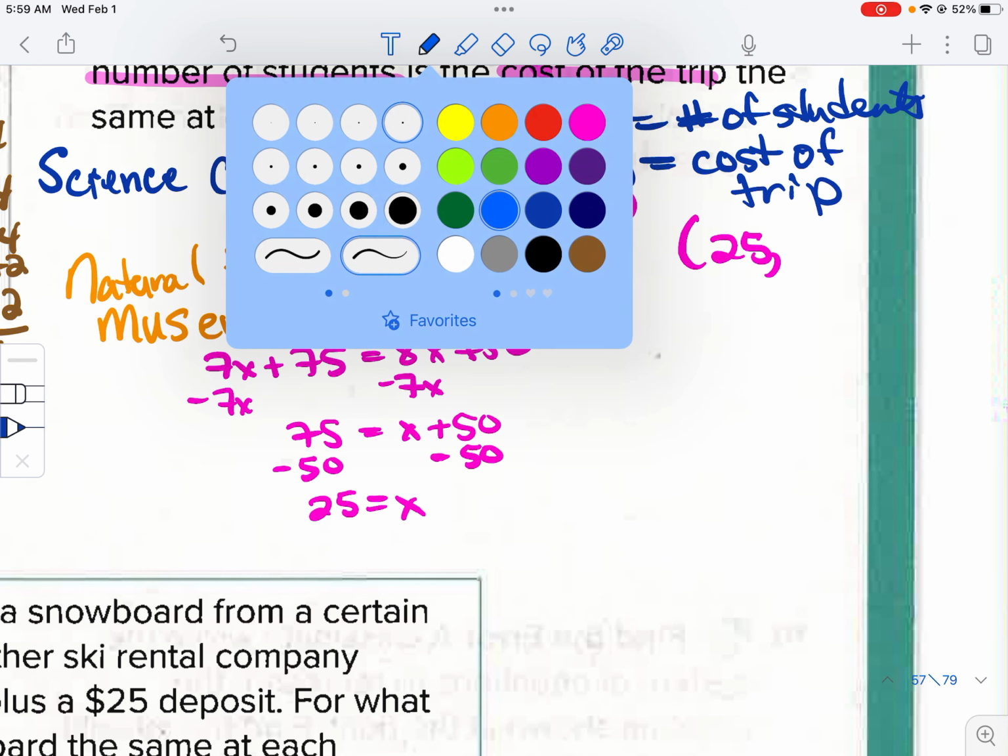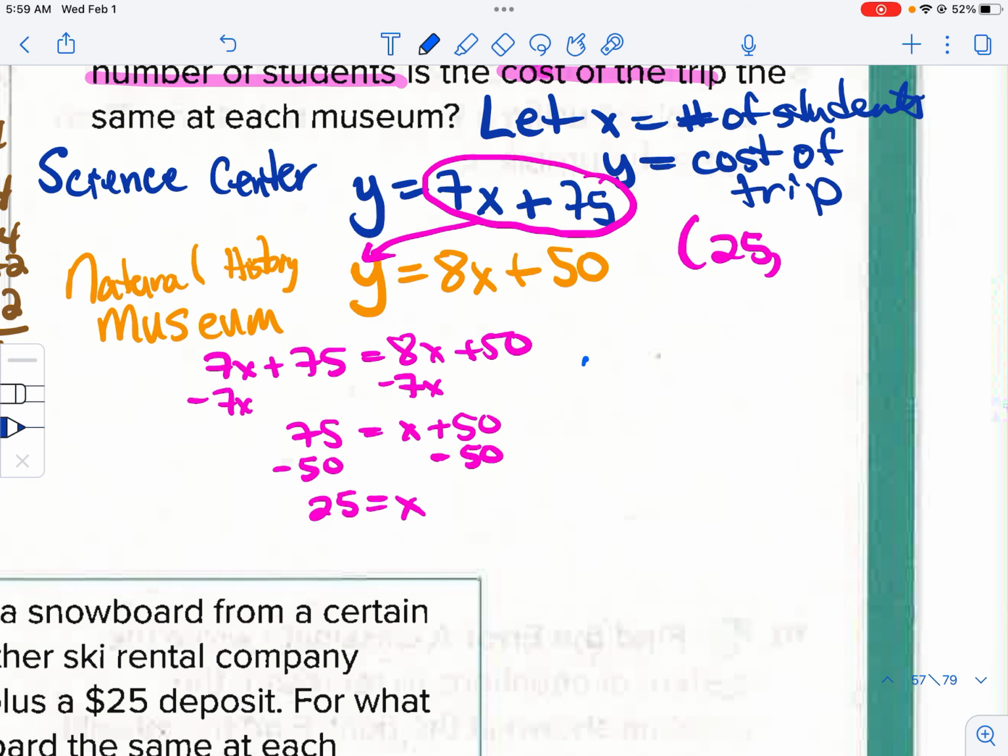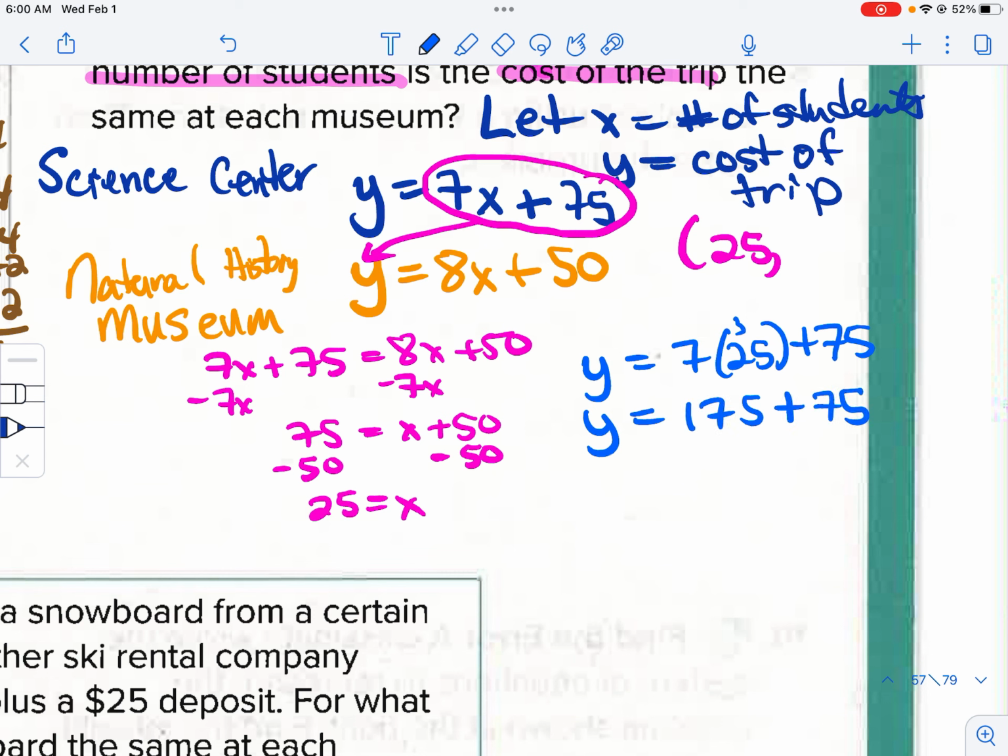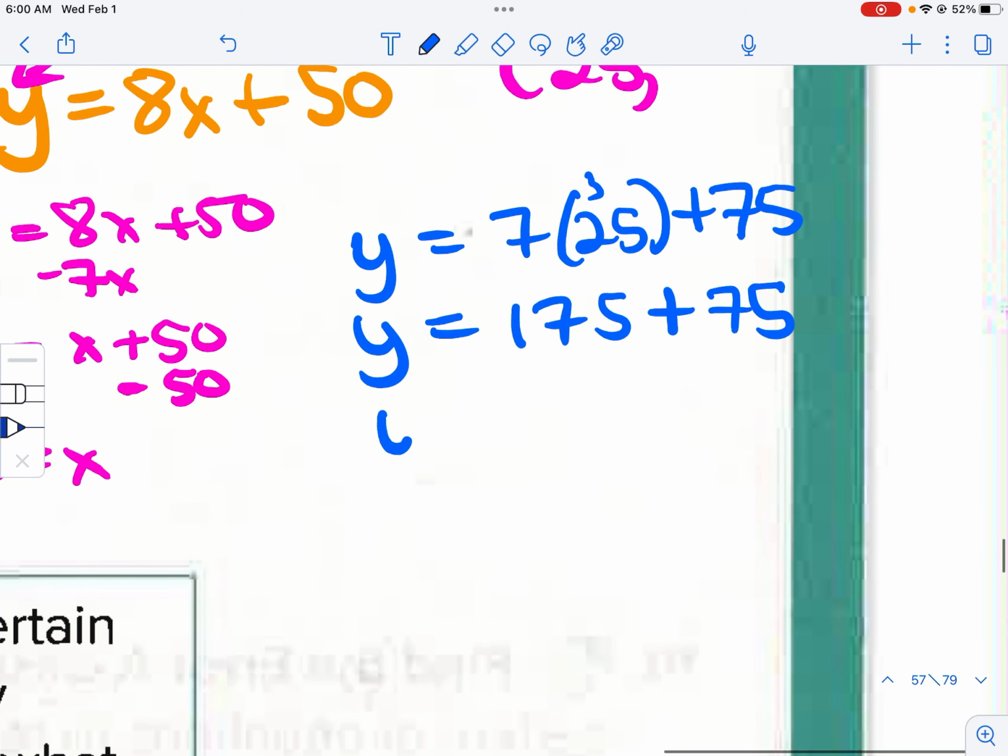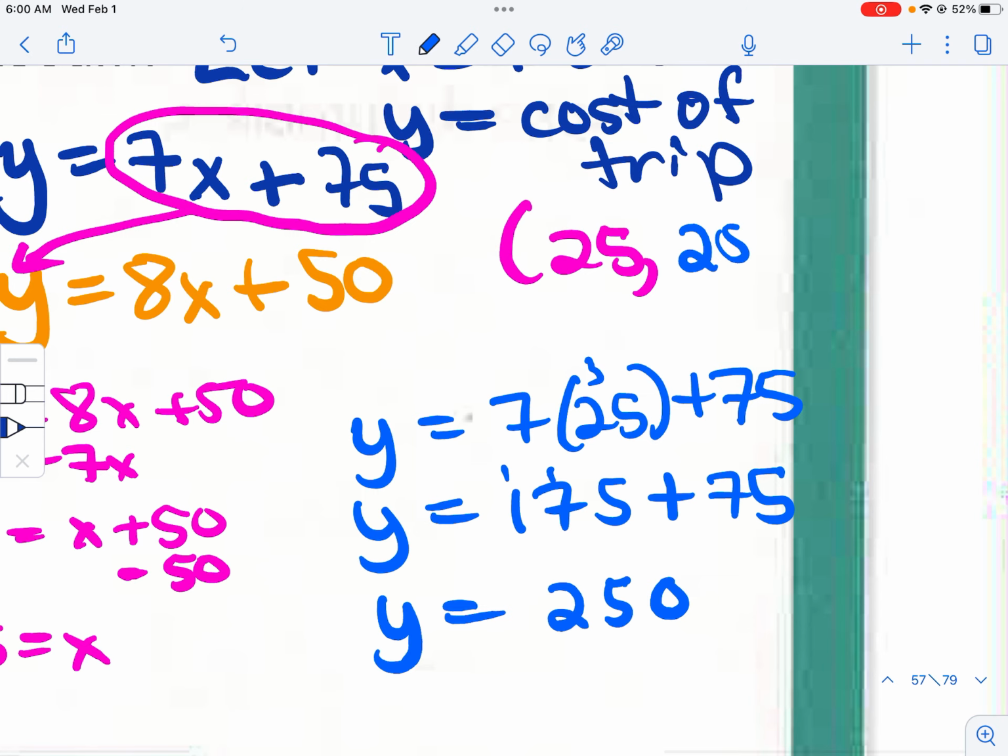Then I plug this into either one of the equations. I'm just going to do the first one. So 7 times 25 plus 75. And that's a 5, that's a 3, that's a 14, that's a 175. Oh, I should have known that. And then that's going to be a 0, that's going to be a 5, 250. So $250.